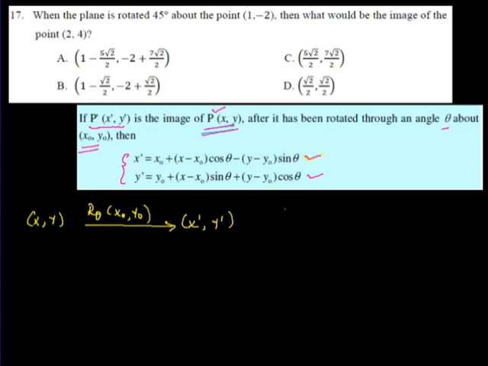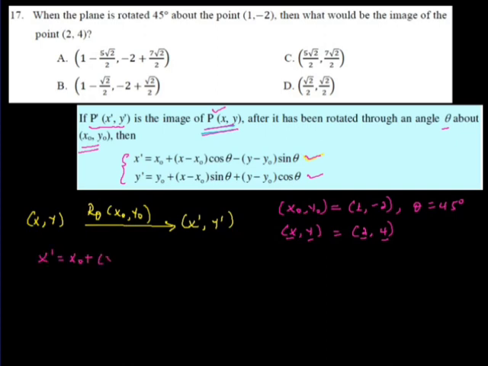So to write this properly, our x naught y naught is already given. X naught y naught is 1 comma minus 2, and theta is 45 degrees. We want the image of the point x comma y, where our x comma y is 2, 4. In place of x use 2, in place of y use 4. So using the formula, x prime is equal to x naught plus x minus x naught cos theta minus y minus y naught sine theta. Here we substitute everything.